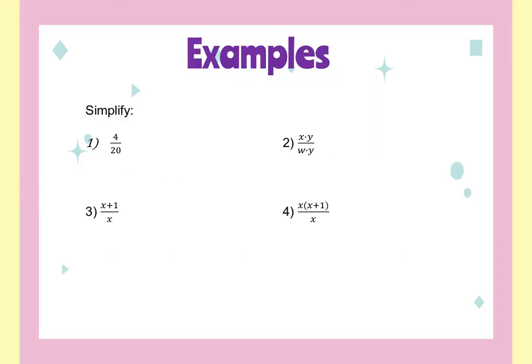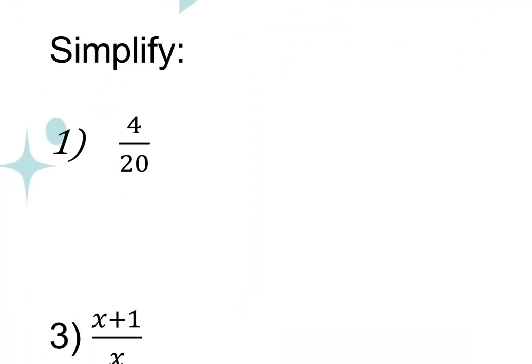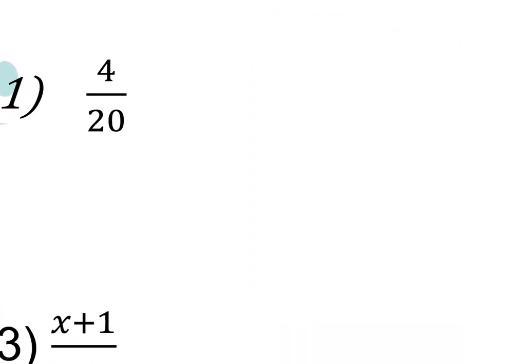All right, so we're back to just simplifying. All right, so look at these. How can I simplify number 1? What goes into both 4 and 20? 4. This would be 1 over 5.